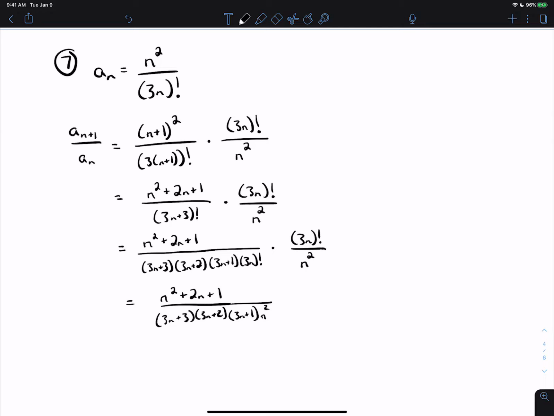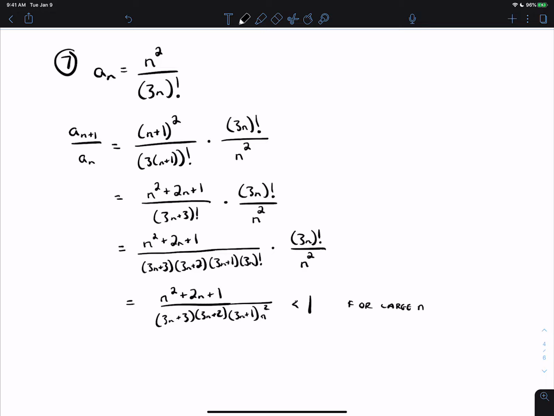So if we look at the top now versus the bottom, if we were to multiply the bottom out, we would end up with the largest term being 27n to the 5th power. For large n, 27n to the 5th power is much larger than n squared plus 2n plus 1. And so we can make the argument that this is less than 1 for large n. If you want to multiply the entire bottom out, that would be more formal, and we could do that, but because of time I'm not going to do that here.